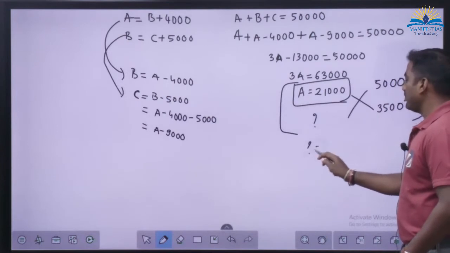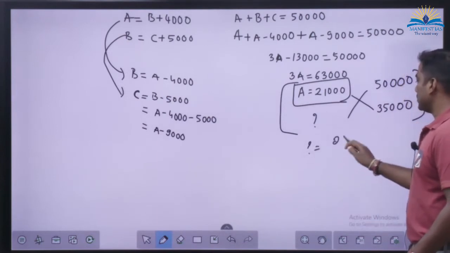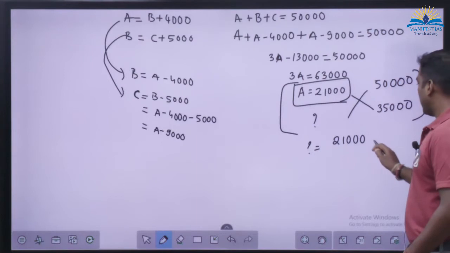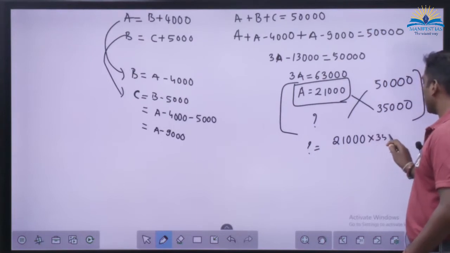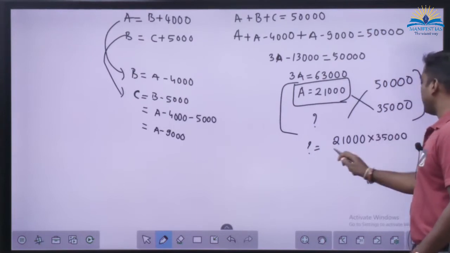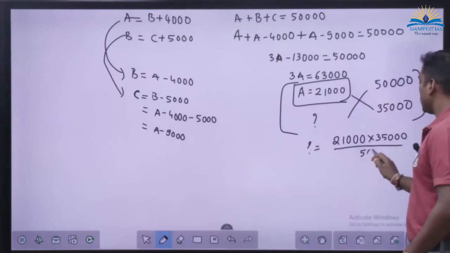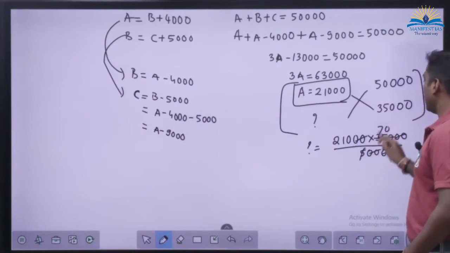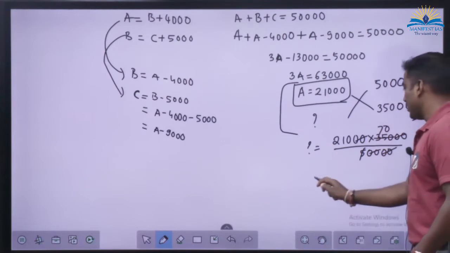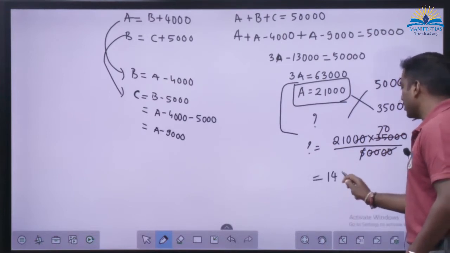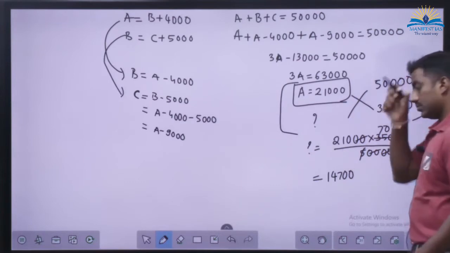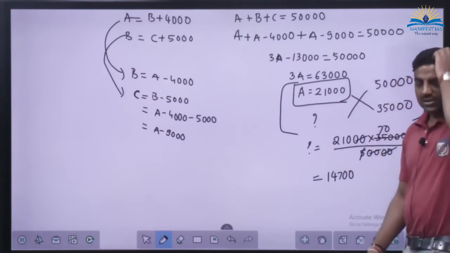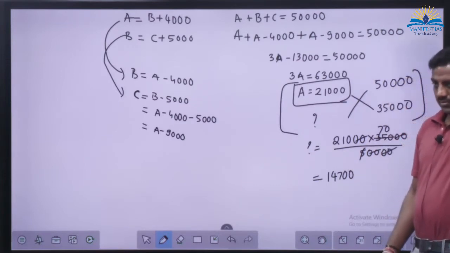A's profit would be 21,000 into 35,000 divided by 50,000. The zeros get cancelled here. 5 ones are 5, 70s are 210, into 70, 14,000... 14,700. Fine.